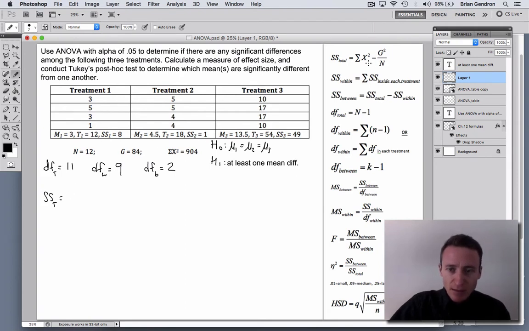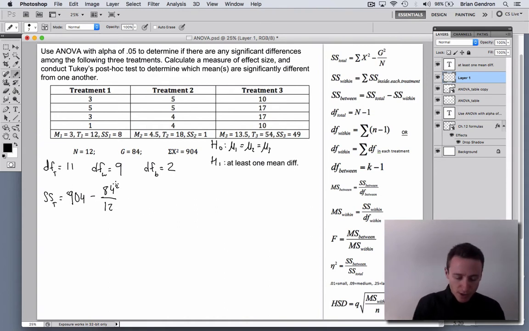So it says, take the sum of all scores after they've been squared. So the squared scores added together, which was 904. And subtract G squared, 84 squared, divided by how many people are in your study total, which is 12. Okay, so let's go ahead and calculate this value. I'm getting a value that I need to double check because it looks incorrect. Always double check your math.